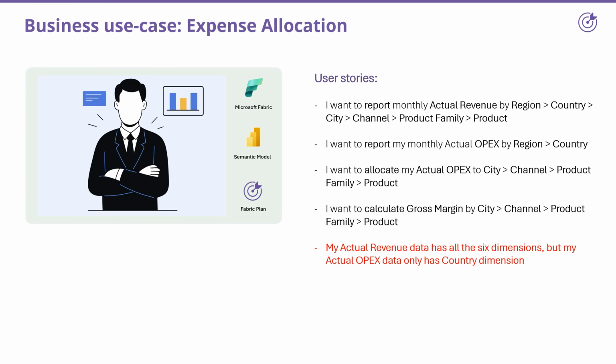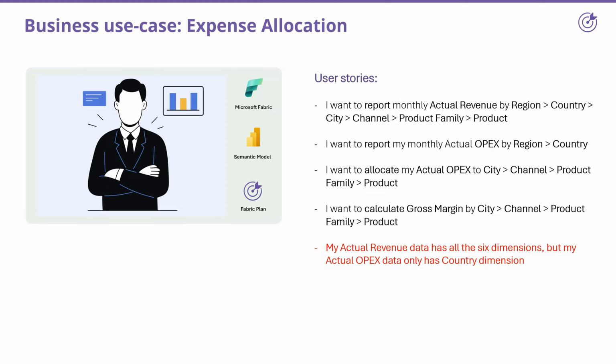So the first use case that we have is expense allocation. Take a look at the user stories because this is very interesting. As a user, I would want to report monthly actual revenue by region, by country, by city, by channel, by product family, and by product. So there are six dimensions.